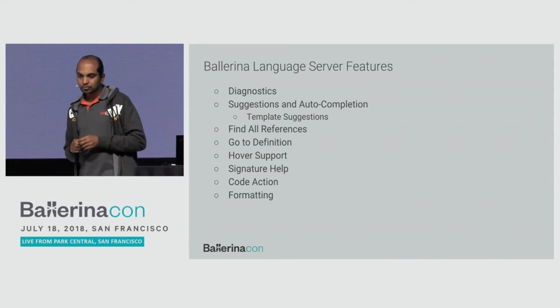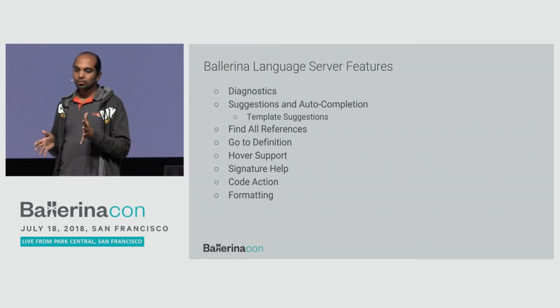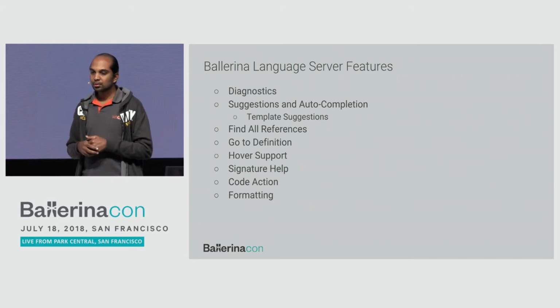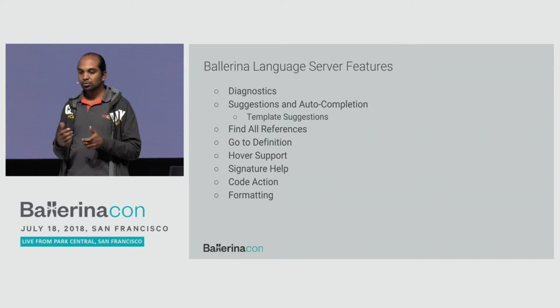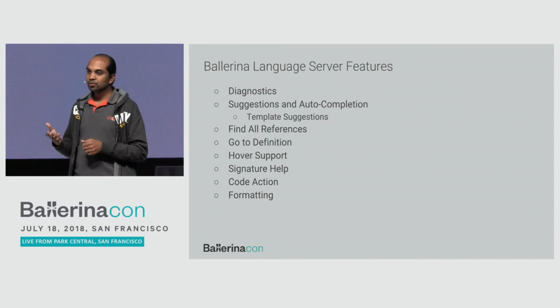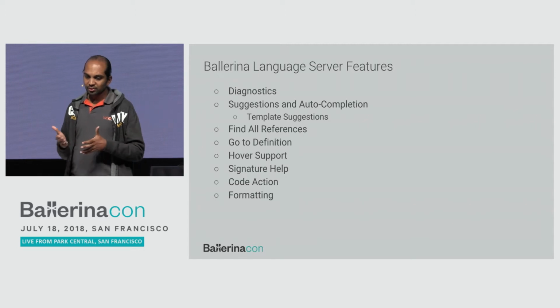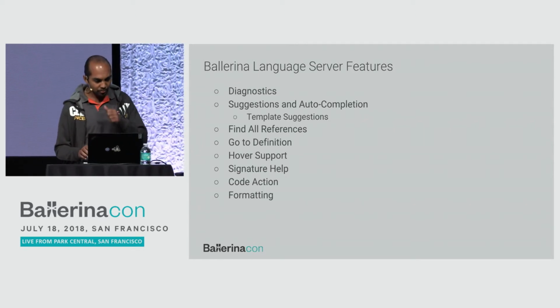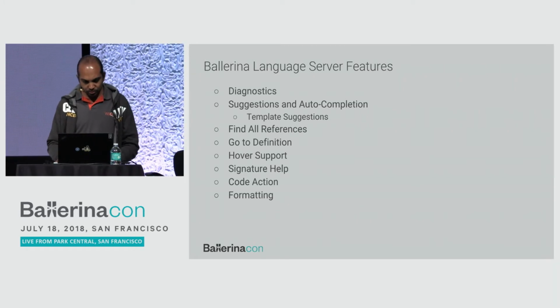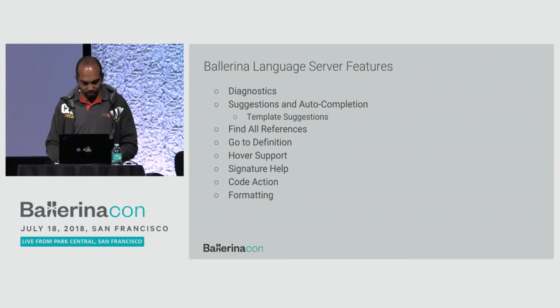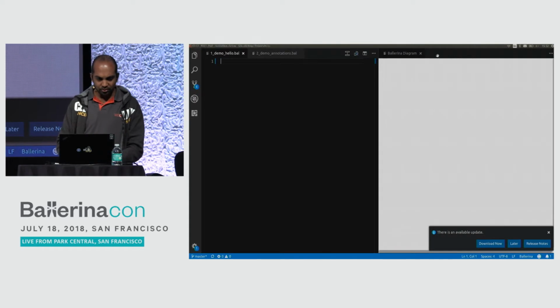These are the overall high-level language server features. You have diagnostics, suggestions and auto-completion, finding references, go-to definition, hover support, signature help. Let me do a quick demonstration of the features.